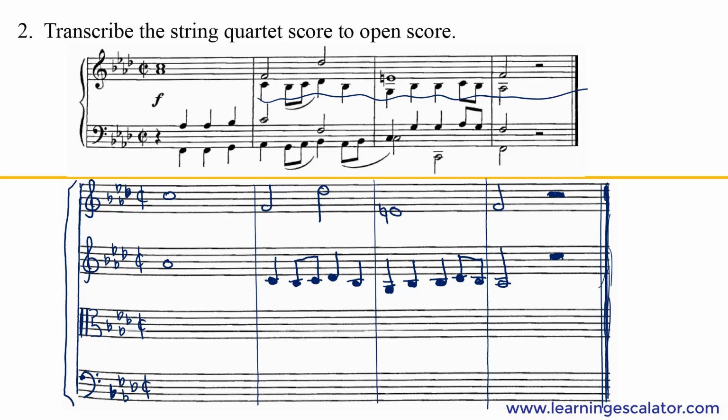So then do the same for viola, but it's in alto clef. So there's A flat, and B flat. So in alto clef it would be A flats here, then another one, then B, and then C, and then that's an F.